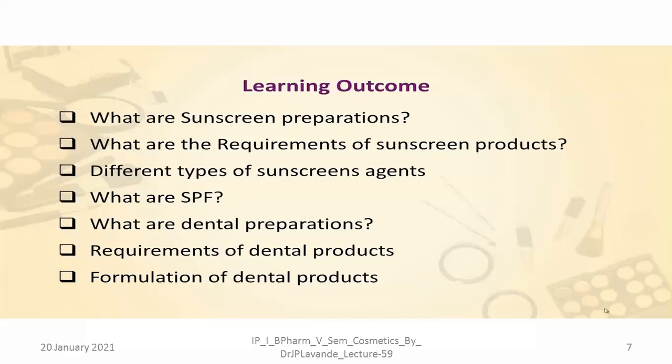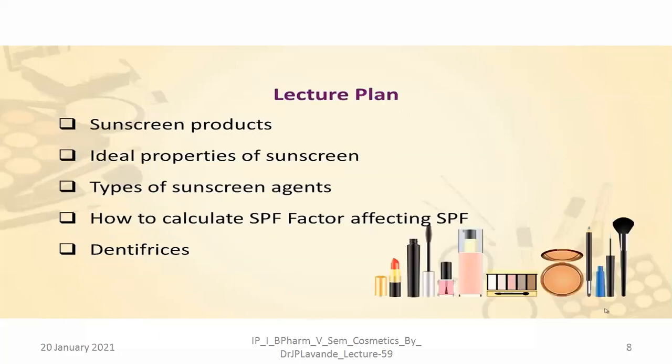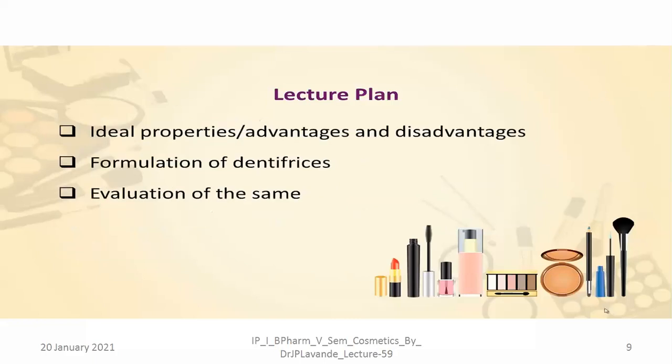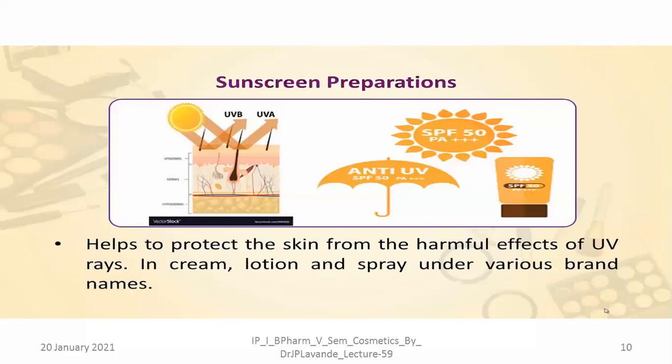Yesterday we discussed cold creams and vanishing cream, and today we will see some of the sunscreen preparations and some dental products. Dental products are said to be dentifrices. To cover our lesson plan, we will move through sunscreen products, their ideal properties, types of sunscreen agents, how to calculate the SPF and the factors affecting it, then dentifrices, their ideal properties, advantages and disadvantages, formulation, and evaluation. Let's move through the slides.